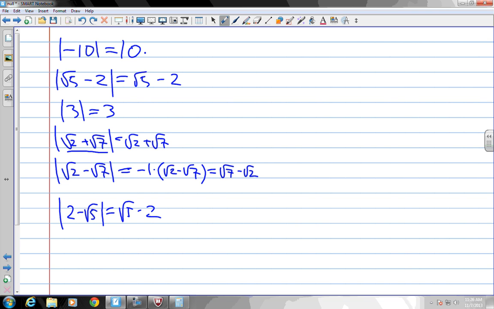Wasn't that fun? Taking absolute value can be tricky. Any questions on that? All right. Okay, good. Now that took us a while to get through everything today.